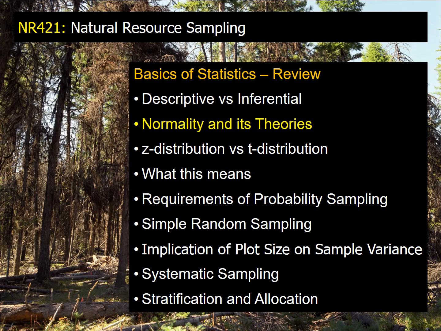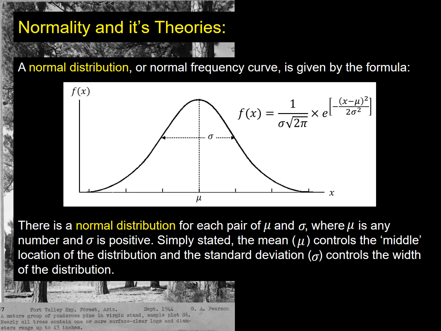Now we will review what a normal distribution is and the probability theory that allows us to utilize its concept in sampling. A normal distribution, or the normal frequency curve, is generated by the displayed equation. Although this equation is important and generates the shown distribution, I will never expect you to memorize such things.